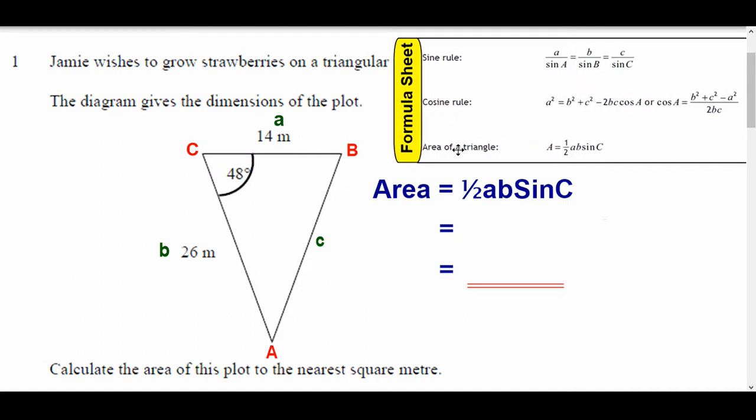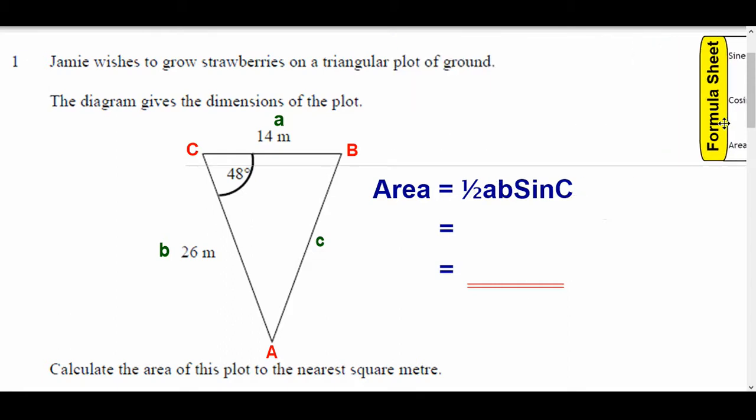So you look down to see the area of a triangle formula. That's the only one that will get the area. These will all get side lengths or angles. So that's the formula you want to write down: half ab sine C.